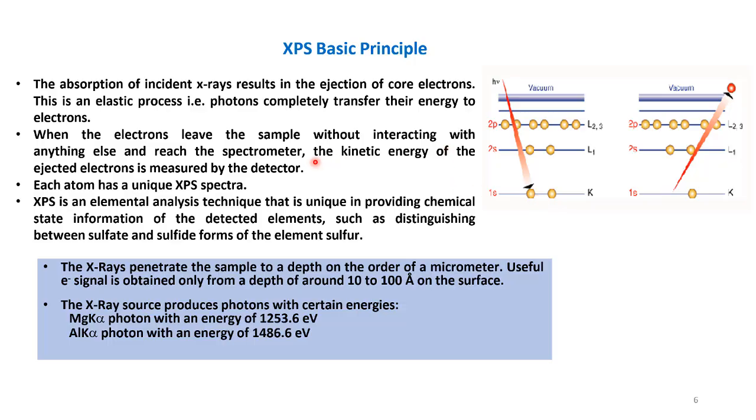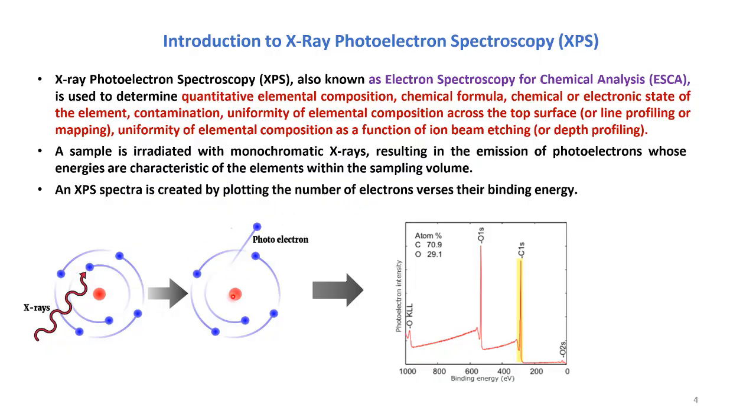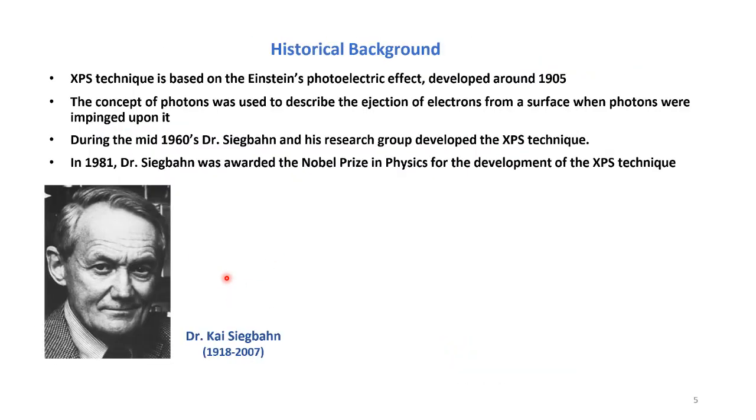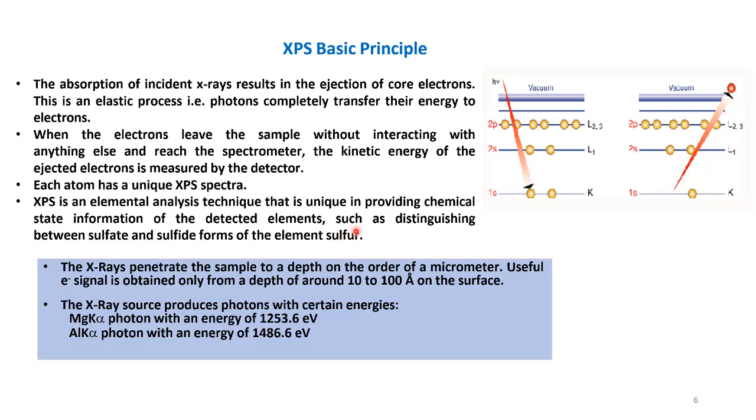The kinetic energy of the ejected electrons is measured by the detector, and each atom has a unique X-ray spectrum. So as I told, to characterize the element, the characteristic X-ray here will be very different for a different material. So that will be very particular, basically, and this is a unique spectrum. So XPS is an elemental analysis technique that is unique in providing chemical state information of the detected elements, such as distinguishing between the sulfate and sulfide forms of the element sulfur.